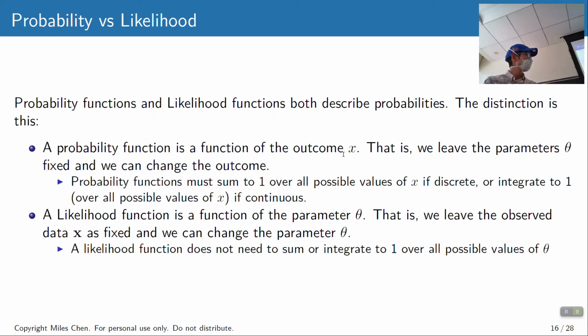And the probability function must sum to 1 over all possible values of x if it's discrete, or integrate to 1 over all possible values of x if it's continuous. Whereas a likelihood function is a function of the parameter theta. We take the observed data x as fixed. We are not going to alter our observed values, but we change the value of the parameter theta. So a likelihood function does not need to sum or integrate to 1 when you alter all of the values of theta.